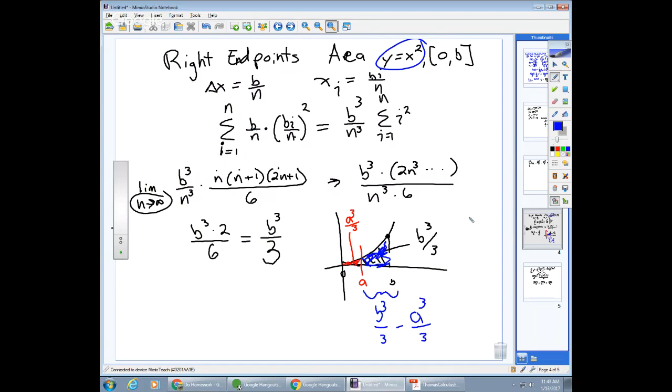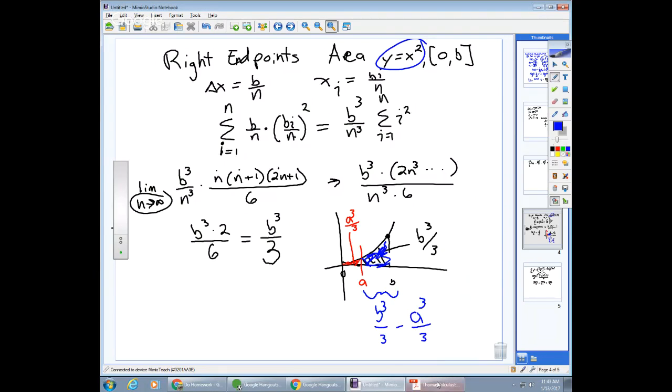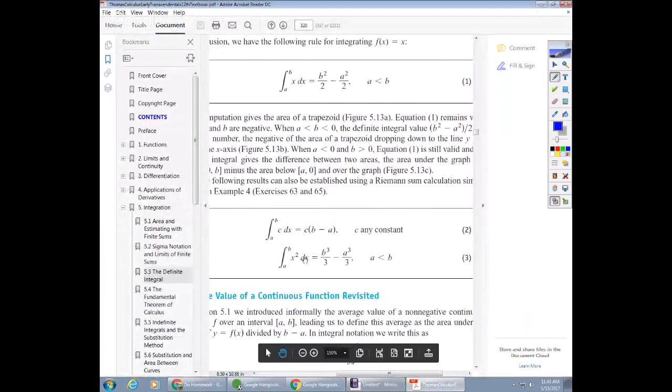So we just derived this formula that the book gave us earlier, okay?